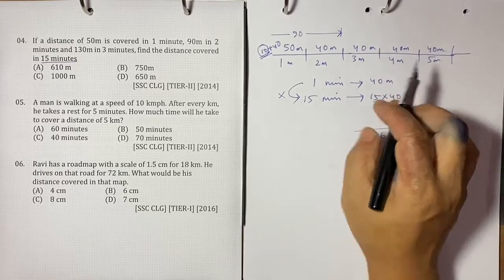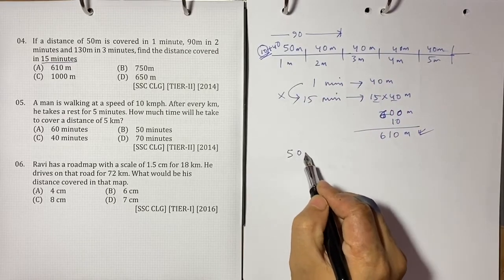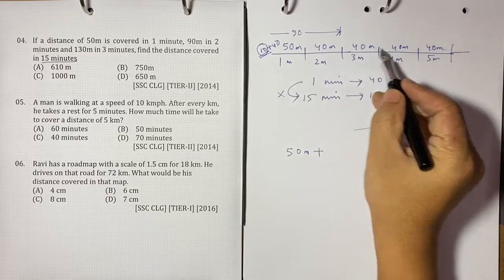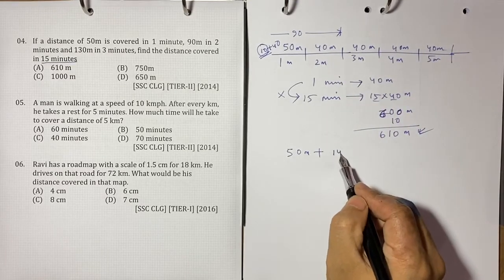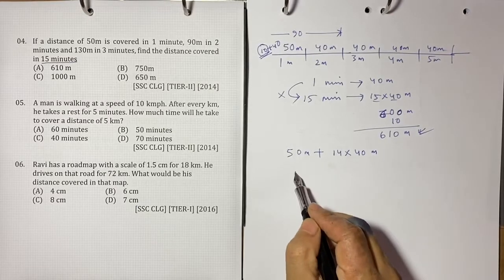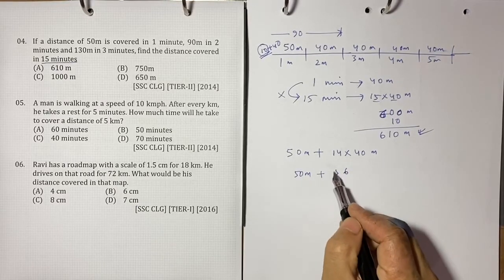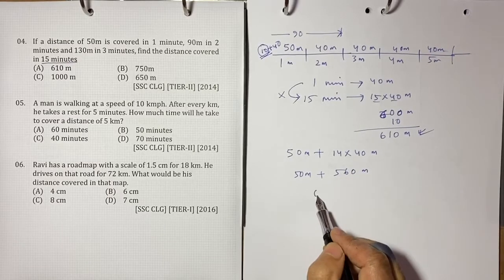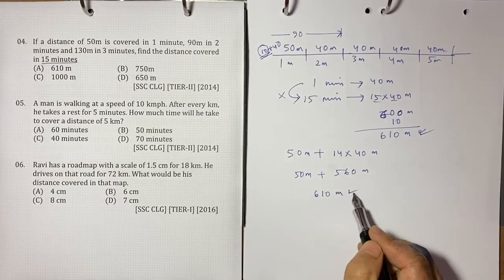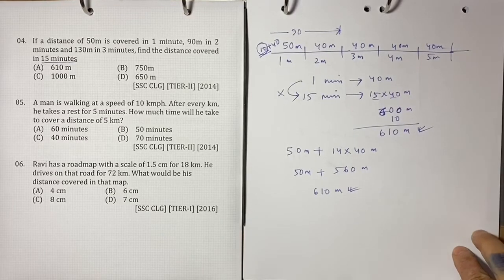To verify: the first minute he covers 50 meter, and for the remaining 14 minutes he covers 40 meter each, which is 560 meter. So 610 meter is covered. This is a time and distance problem based on reasoning.